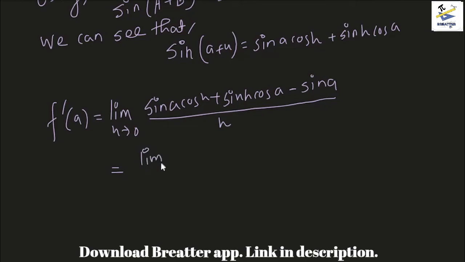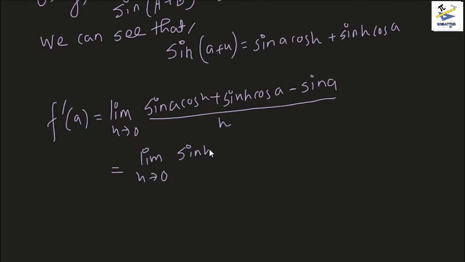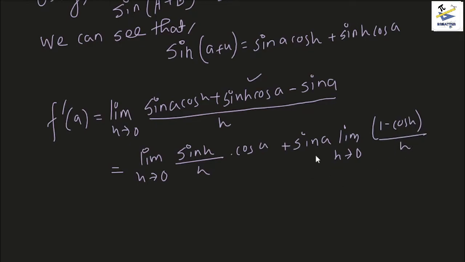So what we can do is limit h tends to 0, sine h by h into cos A. So we can just take the second term here, and we can take the first term common, and we can write limit h tends to 0, 1 minus cos of h by h, right? So this limit is 1, so it becomes cos of A, because we have learned about the limit x tends to 0 sin x by x in the previous videos.